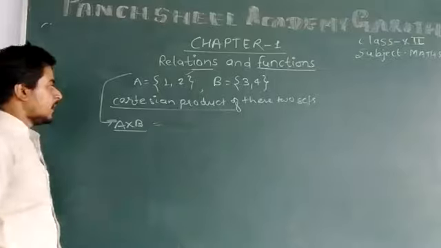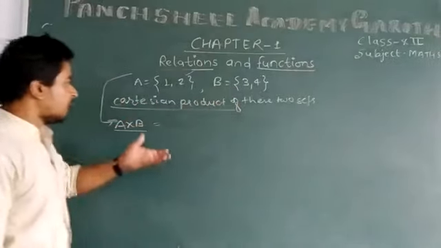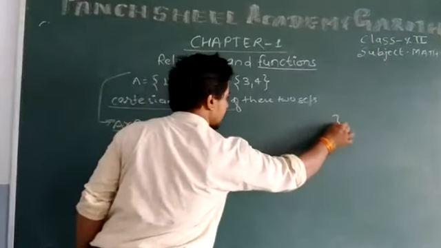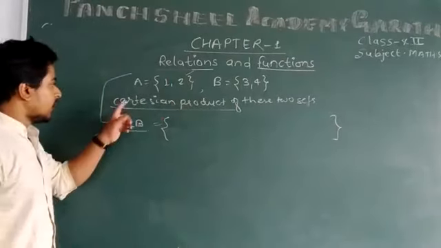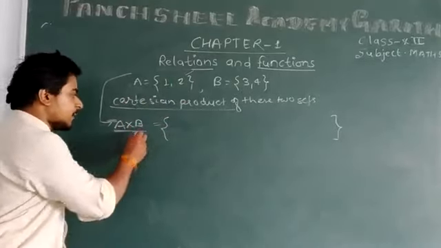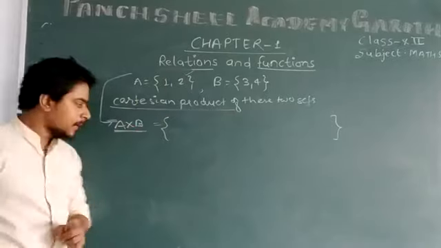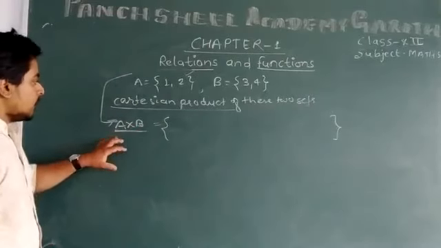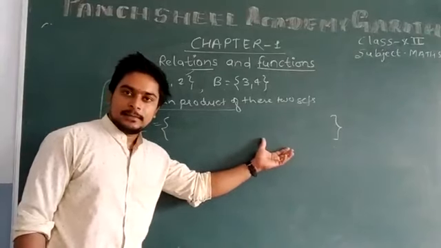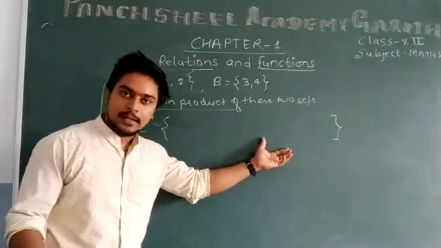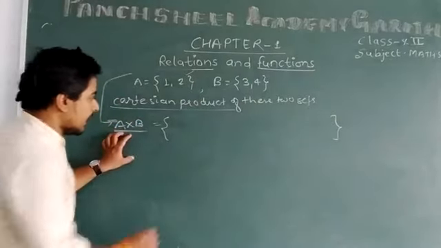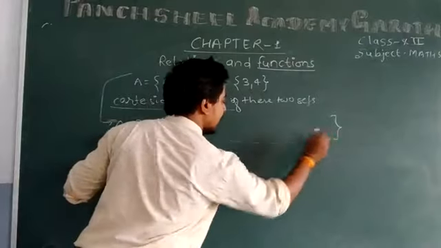But A cross B, the Cartesian product of two sets, is also a set. It means that A cross B is a set. It is clear. Now, what does A cross B contain in its set? The next thing you have to understand is what A cross B contains in its set.